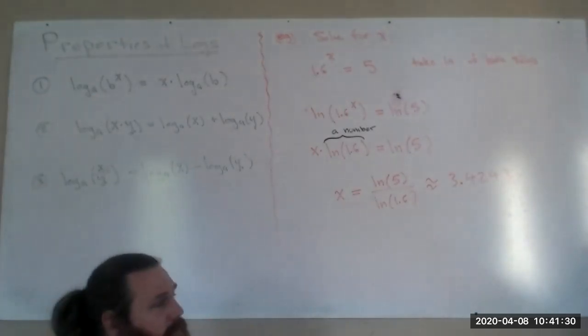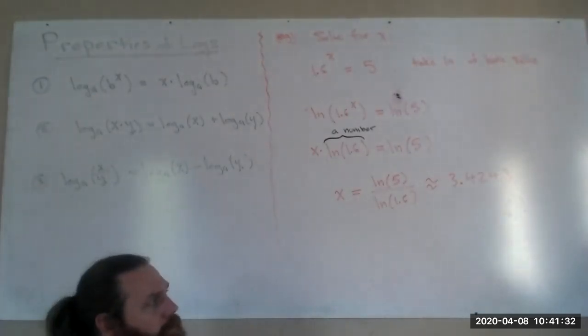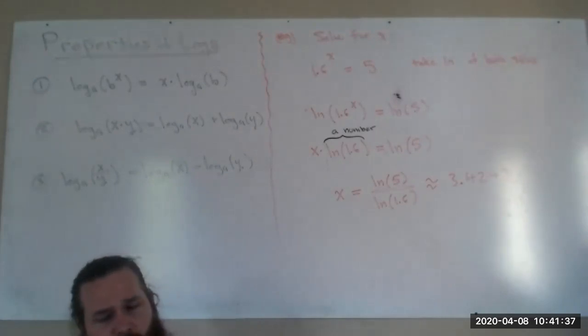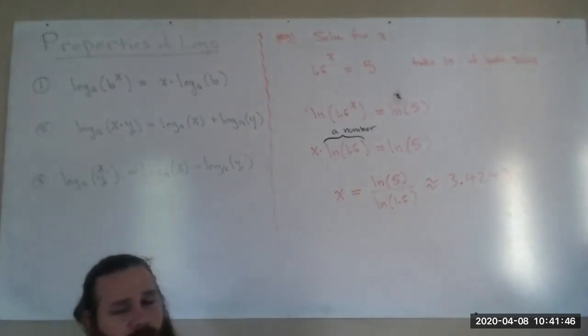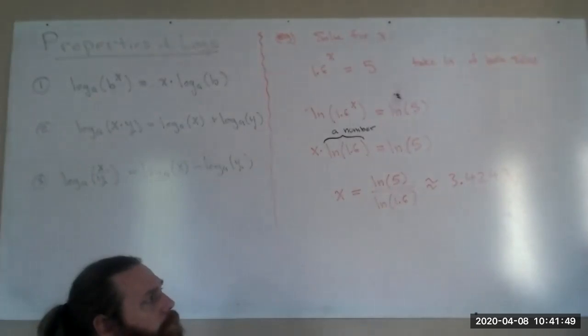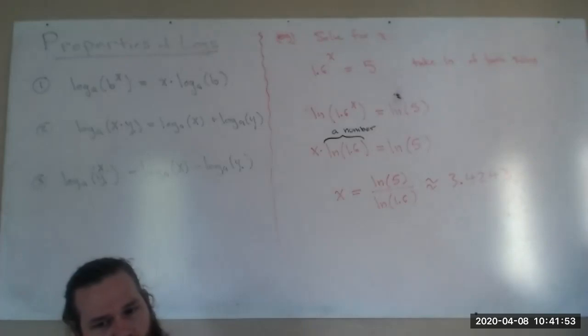But the decimal representation is not exact. It's an approximation. It's been rounded. That number, ln 5 over ln 1.6, is an irrational number. So its decimal representation goes on and on forever and never repeats, kind of like pi. So just like 3.1415 is an approximation for pi, 3.4243 is an approximation for ln 5 over ln 1.6. Questions on solving exponential equations like this using logs?